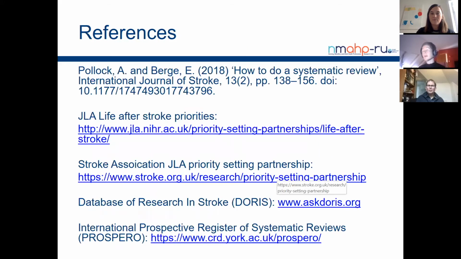So that is a rather whistle-stop tour through how to do a systematic review. The paper, which is referenced on the screen there, has got much more information and points to lots of other resources in terms of how to do a systematic review. And on the screen there, also the links to the various websites that I mentioned.